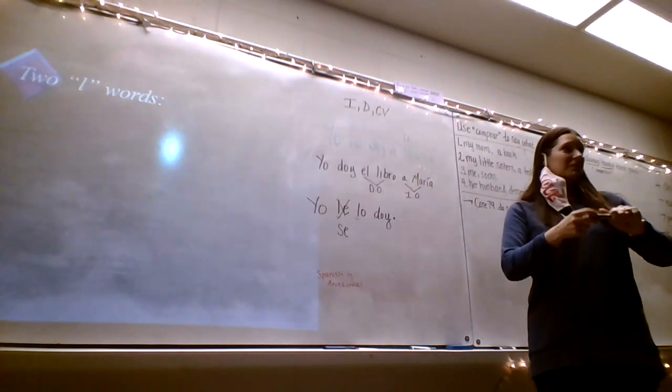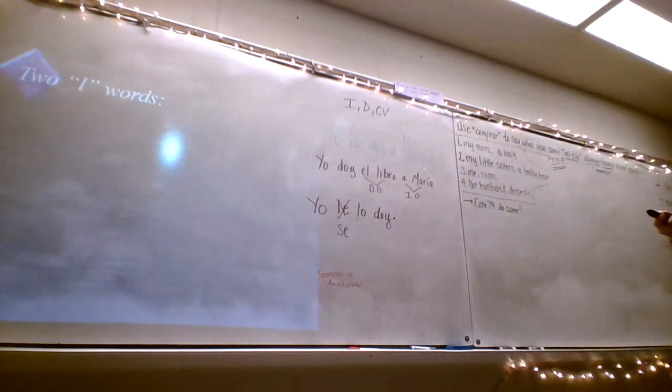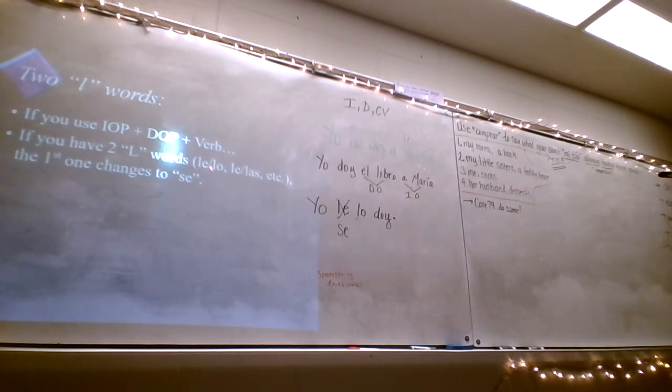That's the rule. Okay, so I'm going to explain that on the slides here, but you might not need to write much if you understood that. So if you're using an indirect, direct, conjugated verb, you have two L words. It could be le lo, le los, whatever. First one will change to se.